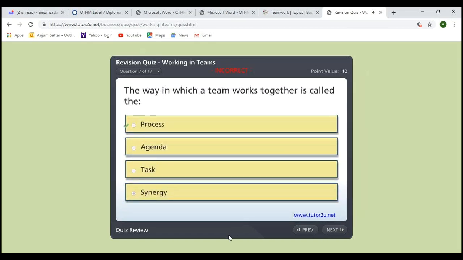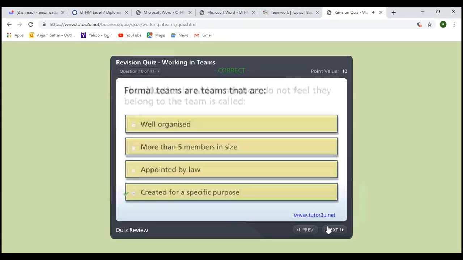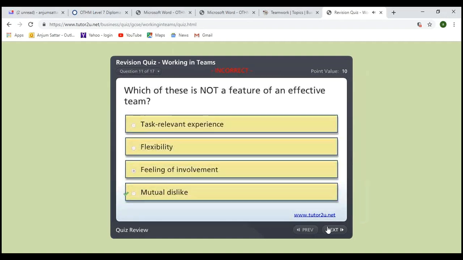Okay, sorry, I think I missed. The way in which the team works together is called process. Yes, because the process is do something. Yes, run it. Synergy is coming together. Yes. Well done. Well mentioned.